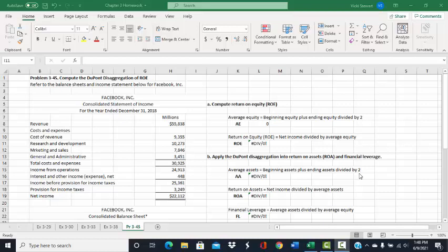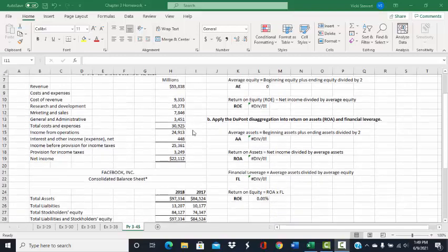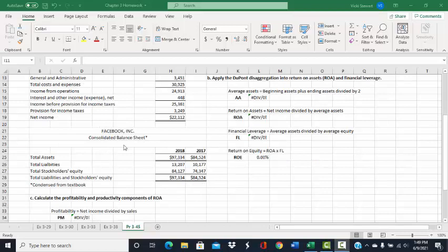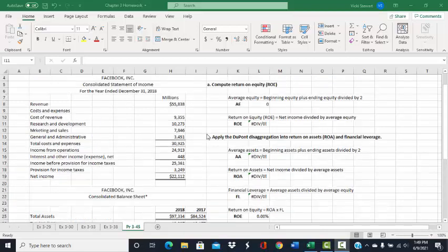This is a demonstration of problem 345, compute the DuPont disaggregation of return on equity. And the problem tells us to refer to the balance sheet and income statement below for Facebook Inc. So I have copied the information for Facebook's income statement for December 31st, 2018 and selected information from the consolidated balance sheets from 2017 and 2018 that will allow us to compute the ratios for this problem.